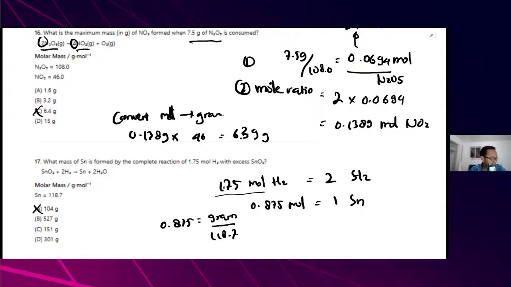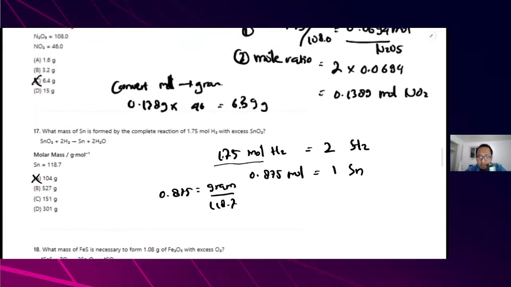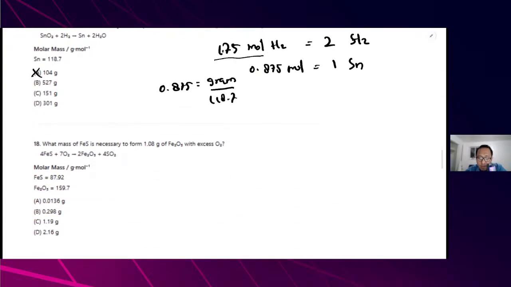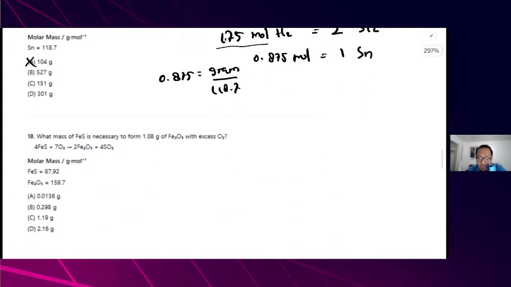Okay. Right. Now move on to another question. So the answer should be A. Yes, that's correct. And the previous one is C. Yeah, that's correct. What mass of FeS is necessary?